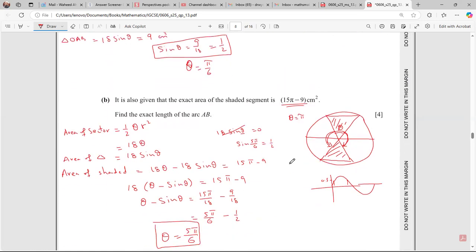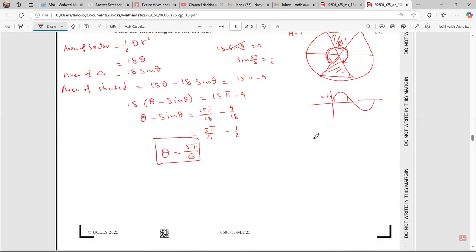Theta is pi by 6, for pi by 6 we have the same area, and for 5 pi by 6 you have the same area. So they're talking about the second case. Now we know the area, the theta is this much. So now the arc length we can find.